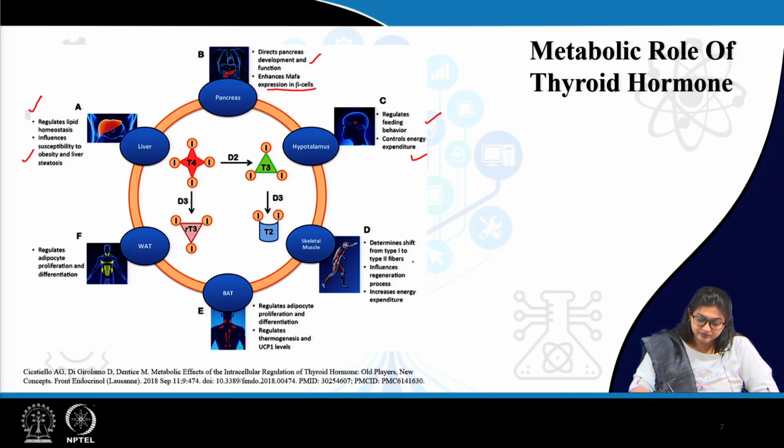Then in skeletal muscle, it determines the shift of type 1 to type 2 fibers. So, thyroid hormone switches different types of skeletal muscle fibers, and via that it decides the steady contraction of skeletal muscle or fast contraction of skeletal muscle. It also regulates regeneration in skeletal muscle and regulates the energy expenditure.